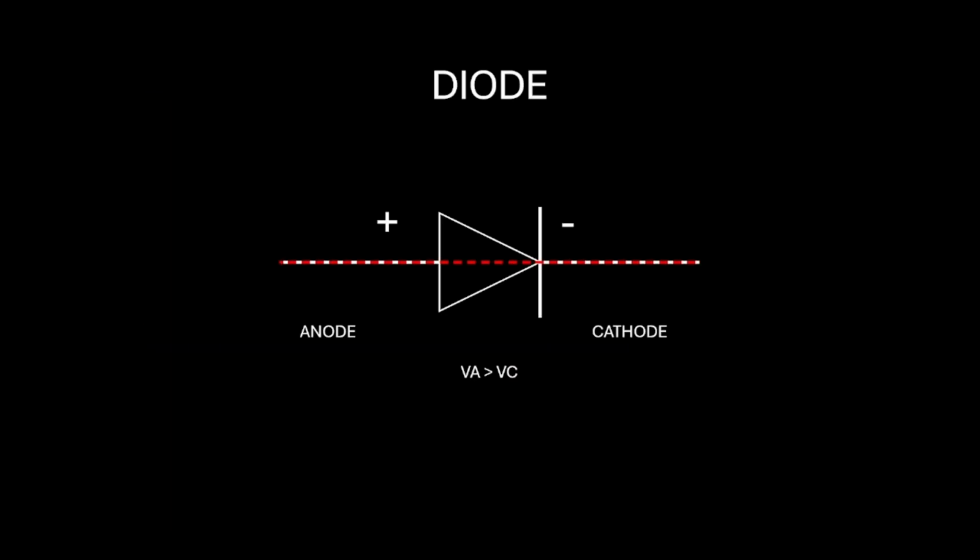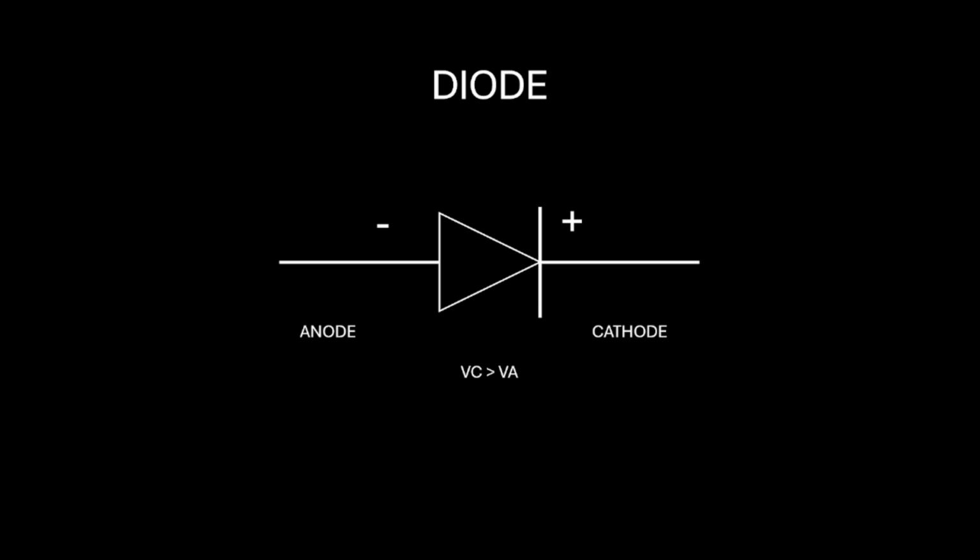Before we dive into how the circuit behaves, let's take a moment to understand the role of the diode. In forward bias, when the voltage at the anode is greater than the voltage at the cathode, the diode begins to conduct. Essentially, it acts like a closed switch, allowing current to flow freely from anode to cathode. This characteristic is what makes the diode so useful in controlling the direction of current in circuits.